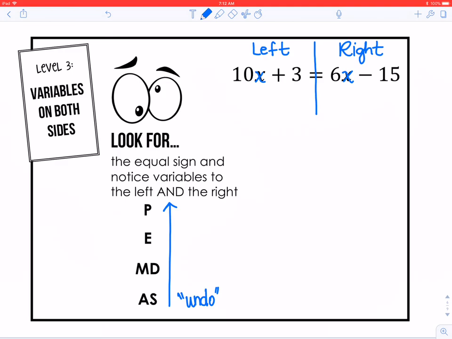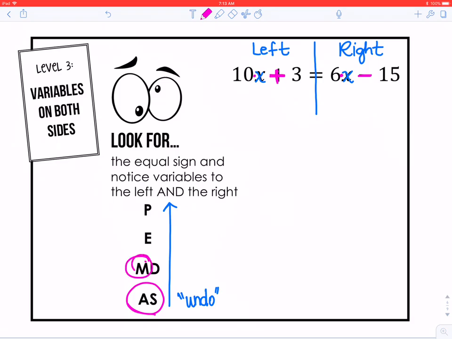So let's go ahead and see, what do you want to do first? What operations do you see? Okay, notice that we have an addition on the left side here. I have subtraction on the right side. Those are some options that we have going. Now we do know that 10 and 6 are both shoved right up against a variable. So we've got some multiplication in the mix as well.